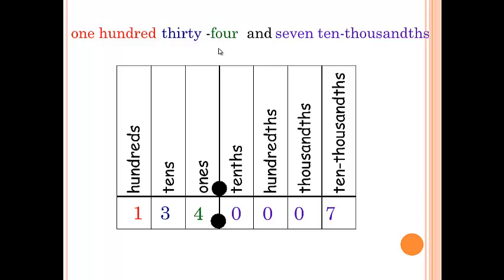After the word "and", we have a decimal part. We have only 7. But in which place? In tenths, hundredths, thousandths, or 10,000ths? 7 is in the 10,000ths place. So tenths has 0, hundredths has 0, thousandths has 0, and just 10,000ths has 7. Okay.